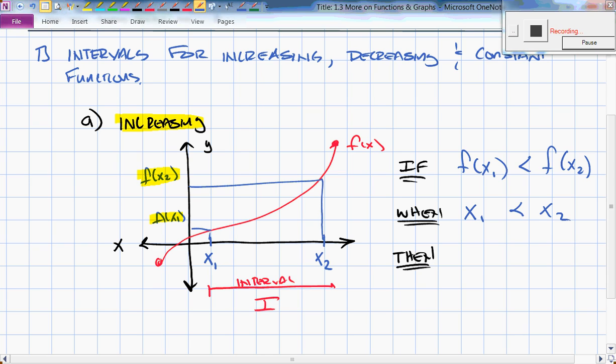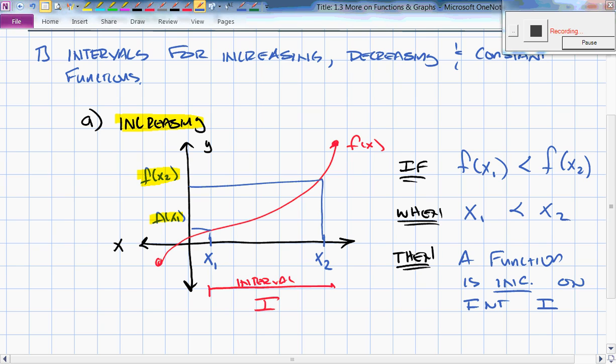So if the output for f of x1 and f of x2 obeys this little inequality, when x1 is less than x2, then we can say a function is increasing, I'll just use inc, on interval I. So this is the rule, the if, when, and then. If your output f of x1 is less than f of x2 whenever x1 is less than x2, then you're guaranteed that on that particular interval, your function is defined to be increasing.